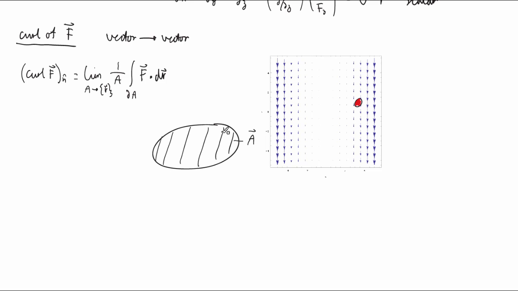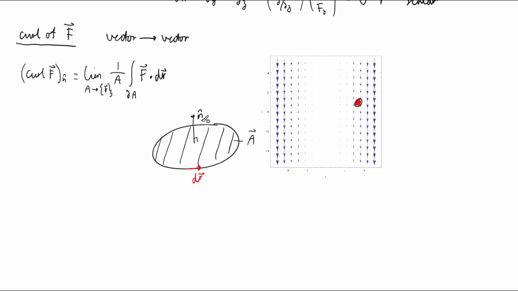This is a. This is n hat. It's perpendicular to a. And the vector dr is along the edge here that makes up the boundary of a. If we take the vector field and calculate this here, then we get the circulation of the vector field here that corresponds to rotation along this axis.